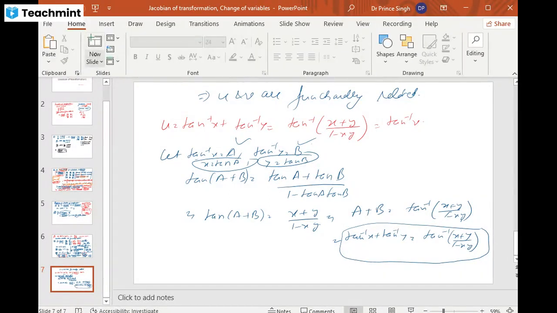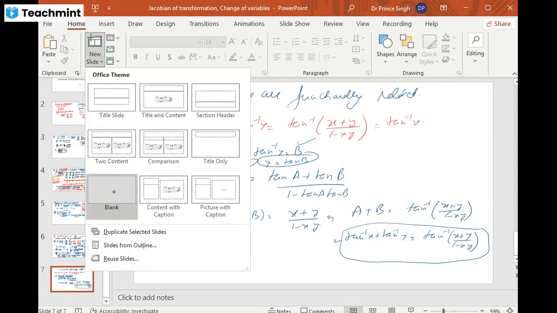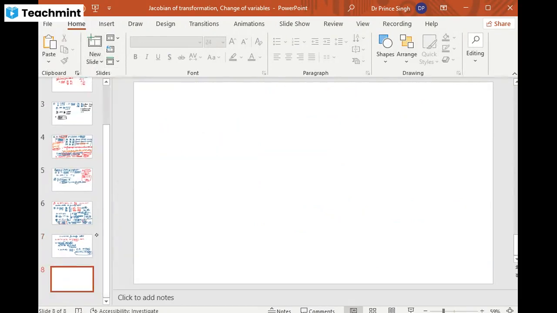Okay. So here we have discussed the problem of how we calculate the Jacobian of transformation for two variables or three variables, or how we check whether the variables are dependent or functionally related or not, right? Now, there is another form of the Jacobian of transformation problems also.